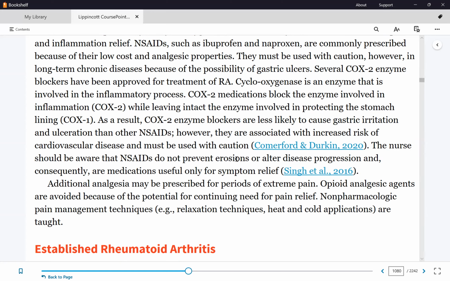So in addition to NSAIDs, since they're taking them every day, multiple times a day, and the patient is not pregnant, they will be placed on misoprostol. Have you heard of misoprostol? Similar to mifepristone. Anyway, it's an abortion pill.